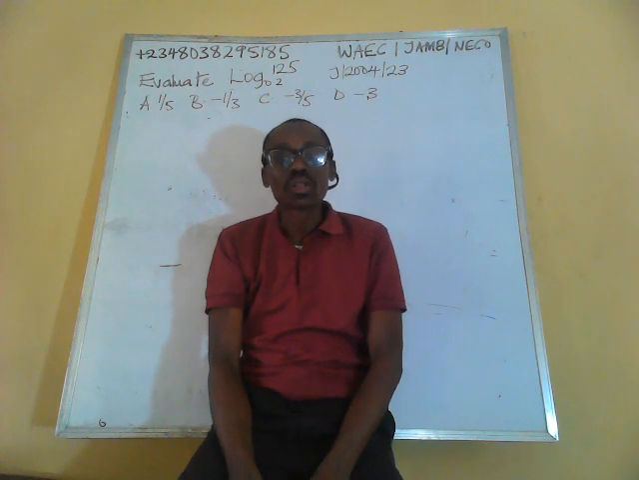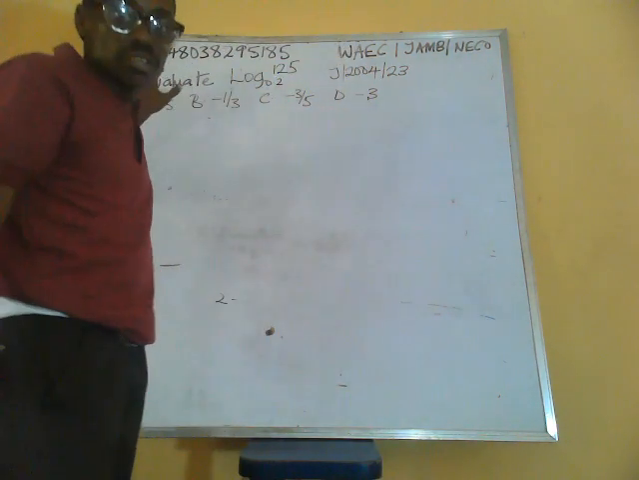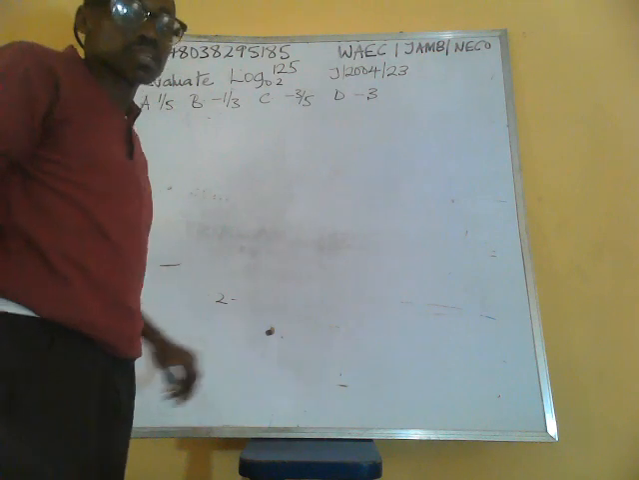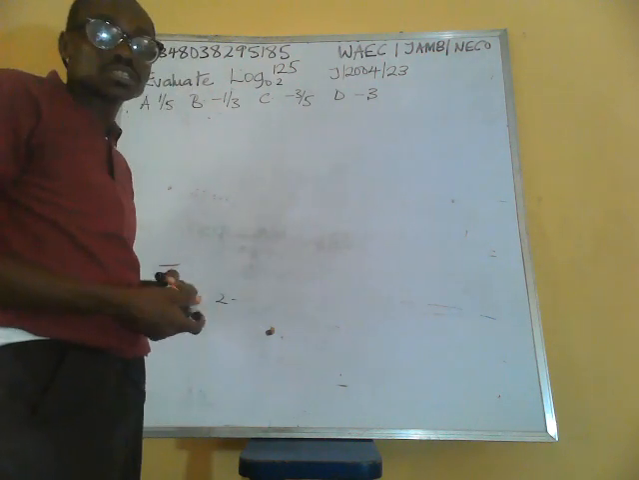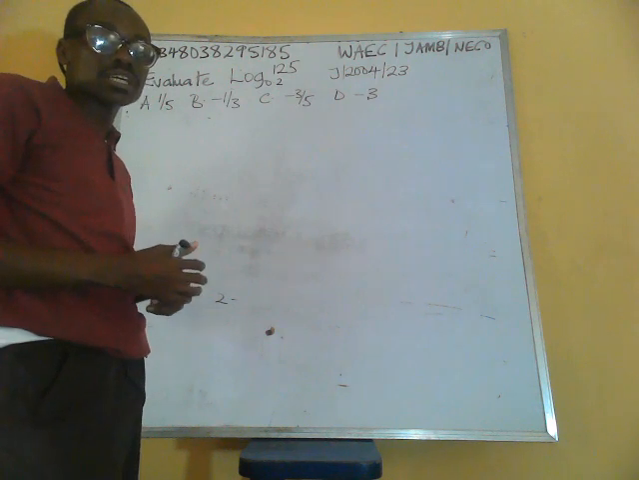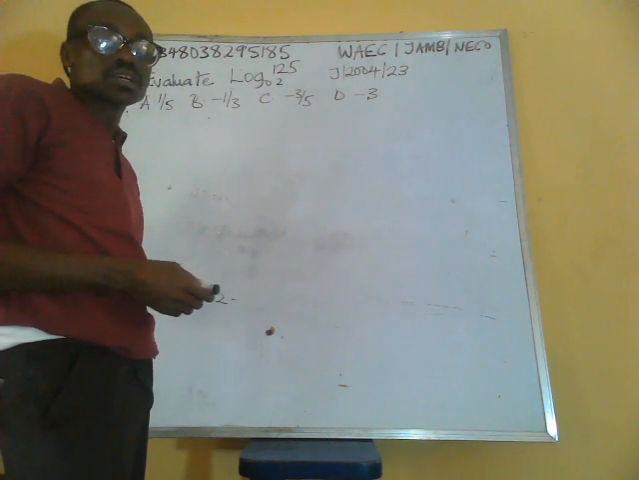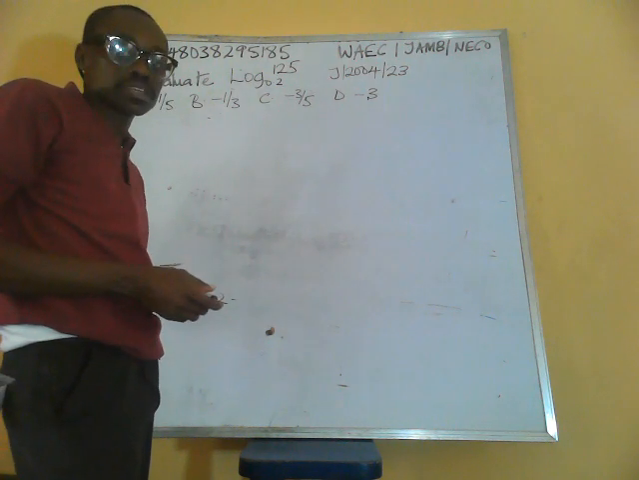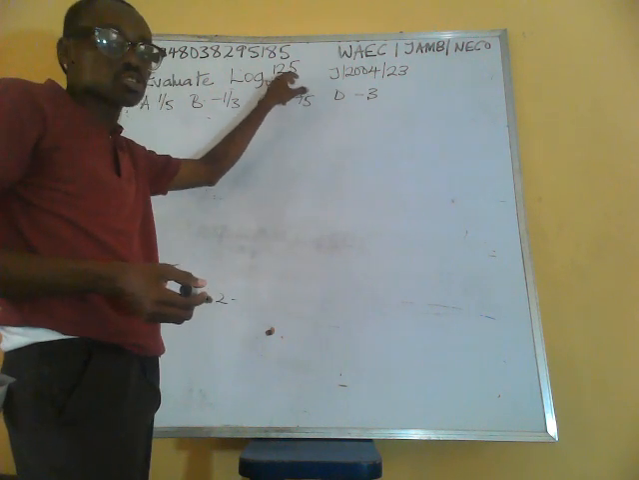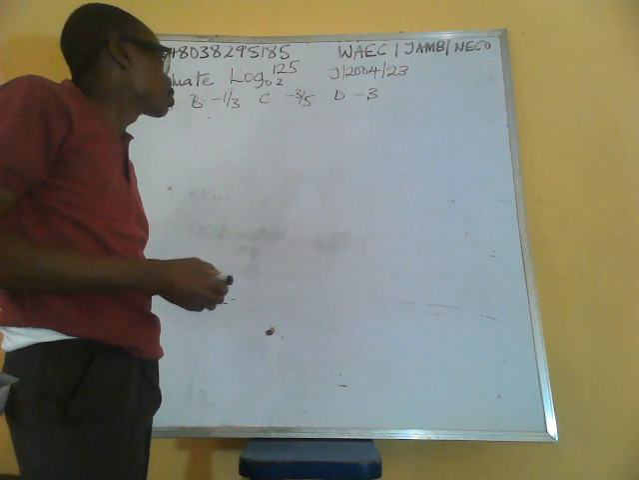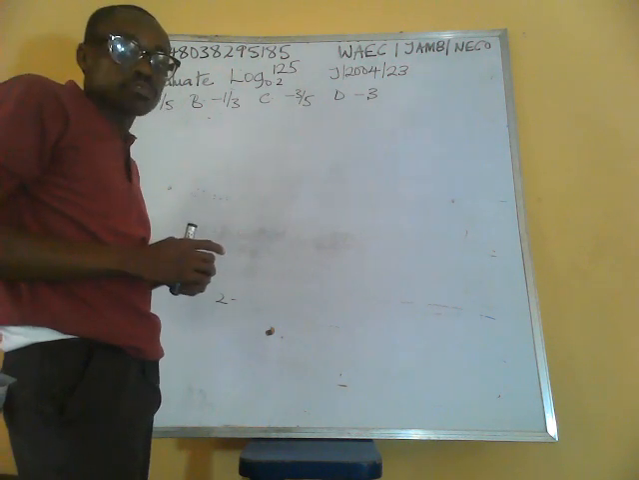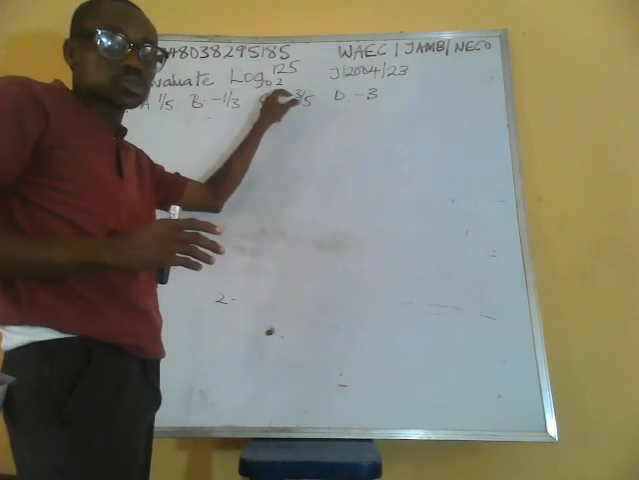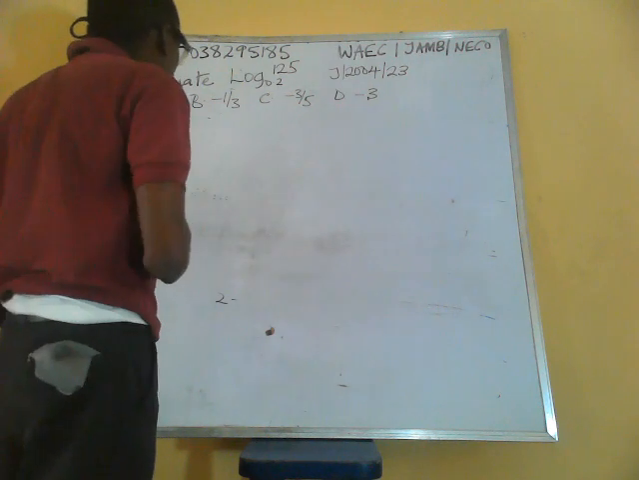So let's go along. We have this question: evaluate log 125 to base 0.2. Evaluate log 125 to base 0.2. This problem here is actually a change of base problem. So we're going to apply what we call change of base in logarithm. Looking at it the way it is, there is no relationship between 125 and 0.2. It's not glaring, it doesn't show. But first of all, let us change this 0.2 to a fraction. That is the first thing we're going to do.